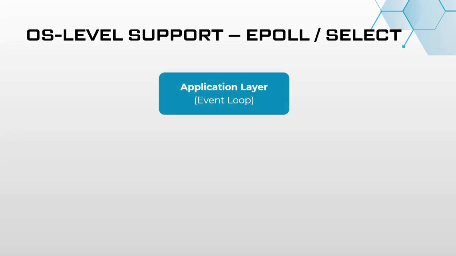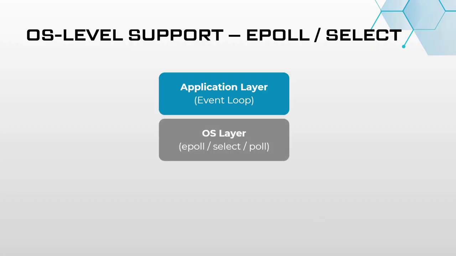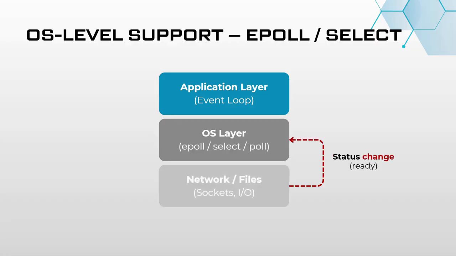At a lower level, the operating system helps the event loop know which tasks are ready. Linux provides tools like epoll, select, or poll, which let the loop efficiently check which sockets or files can run next. You don't need to implement these yourself, just know that they're the foundation behind high-performing non-blocking I/O.